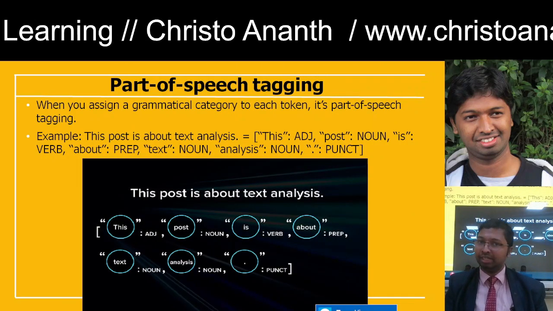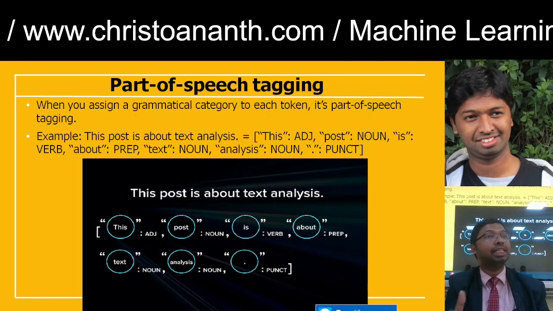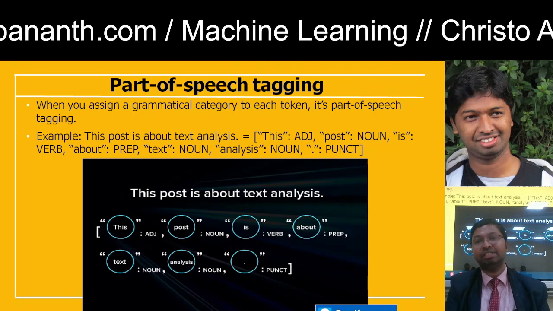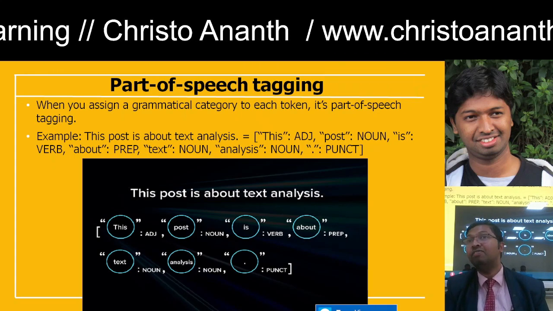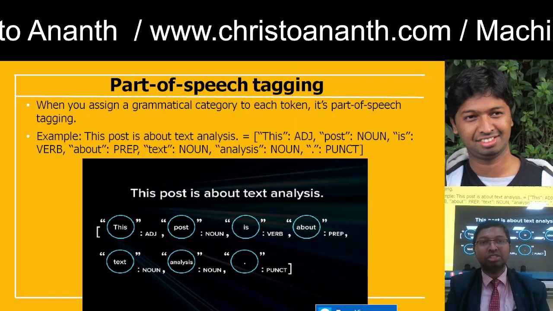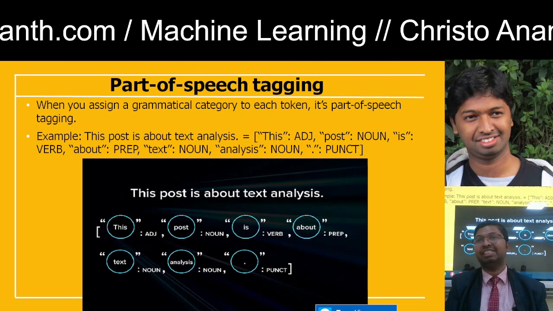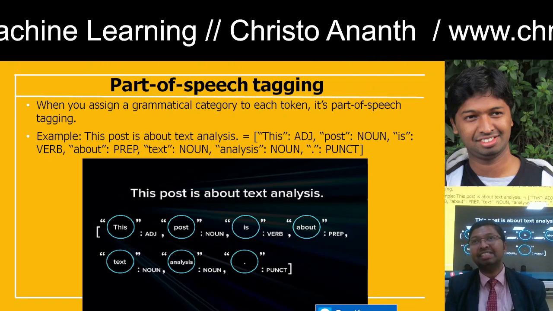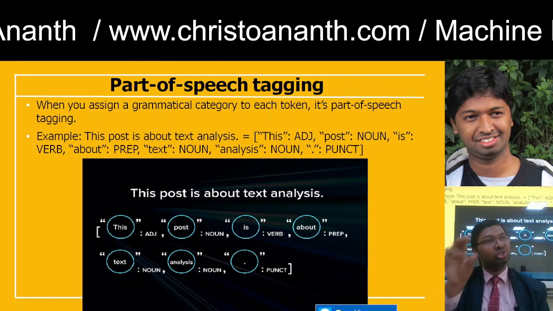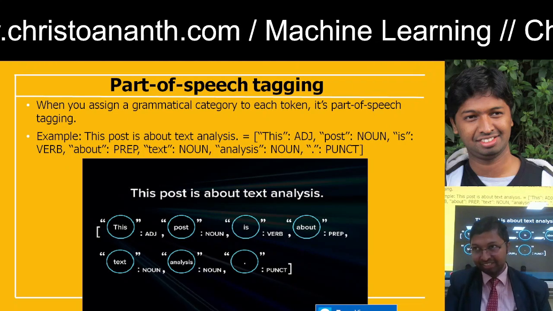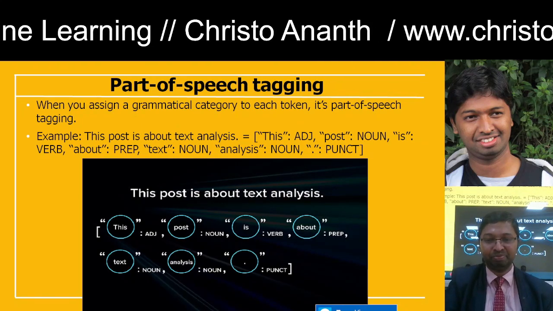Okay, so when you assign a grammatical category, maybe like this in English is an adjective. Post is a noun. Is a verb. About is nothing but a preposition. Text, noun. Analysis, noun. Dot, punctuation. So for everything it will categorize. This is the working of the machine learning algorithm.